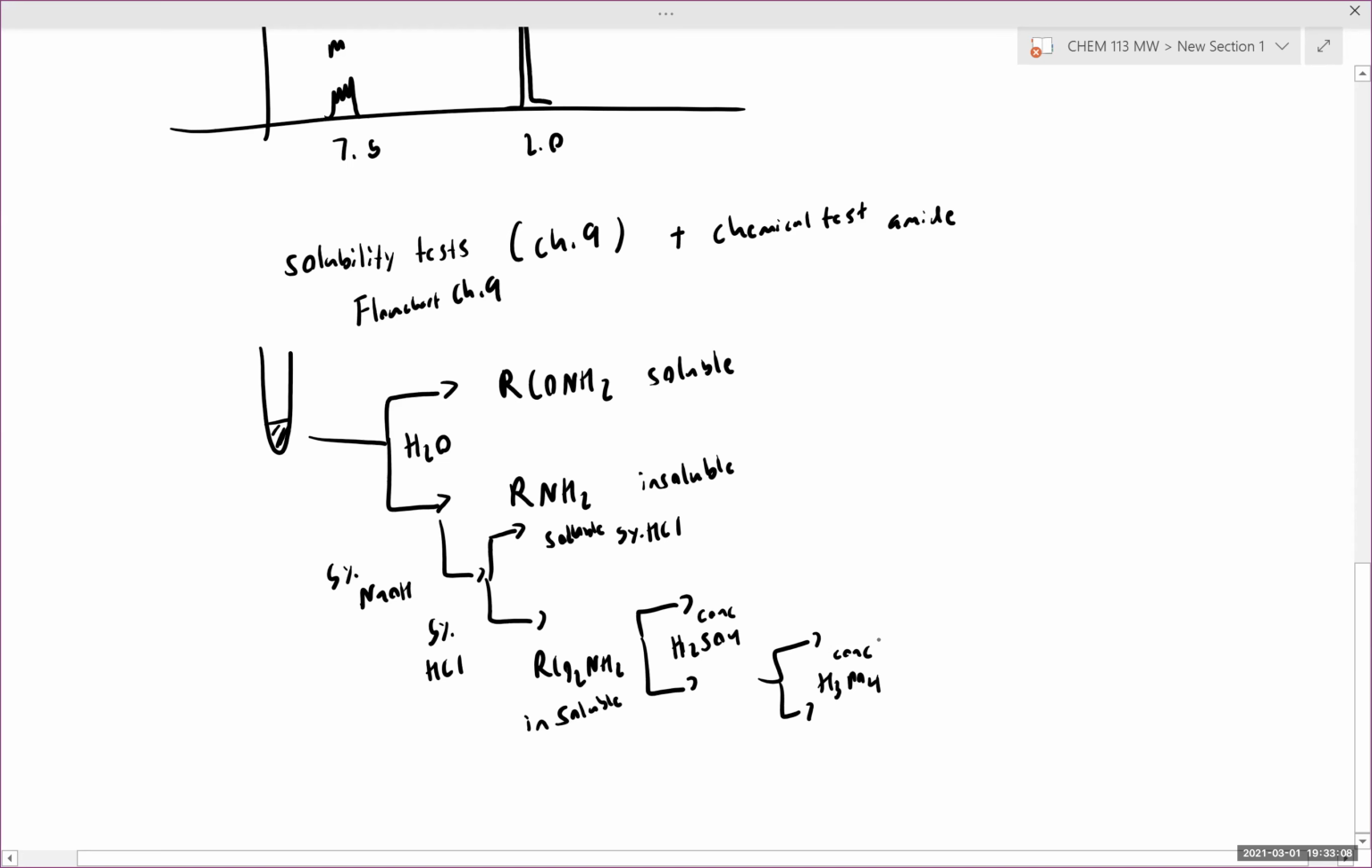So that's our first part. That's the solubility tests. Does everyone understand the solubility tests? Does everyone understand the logic behind the solubility tests?